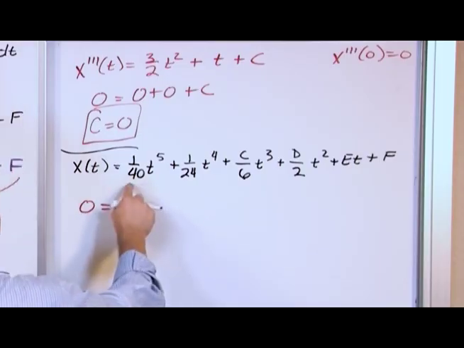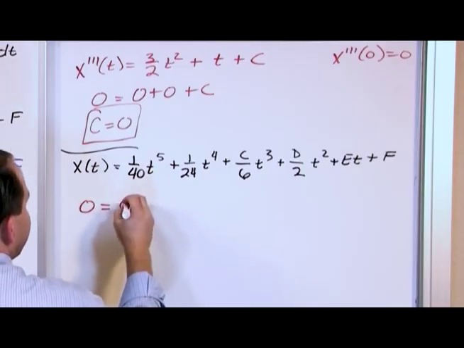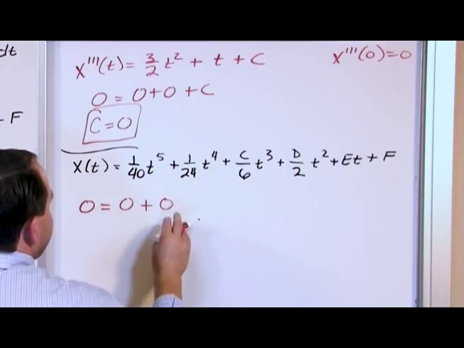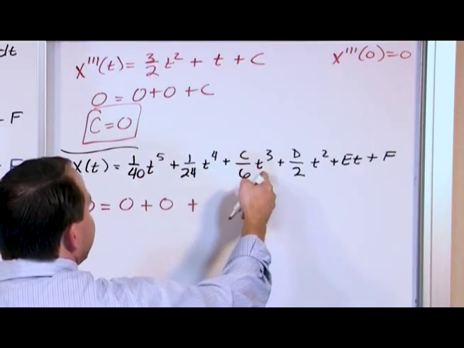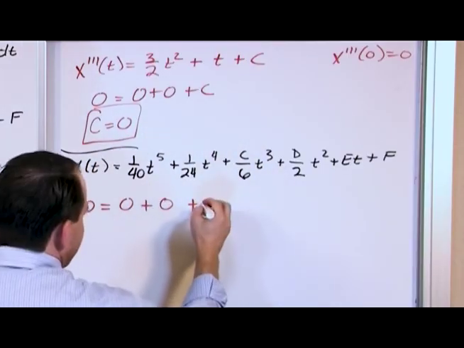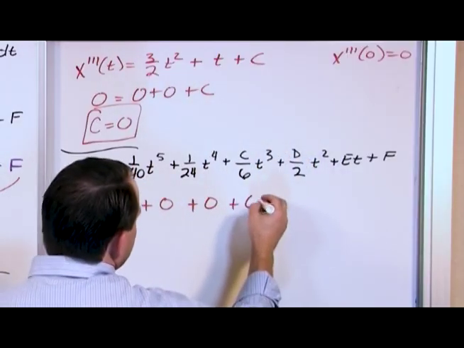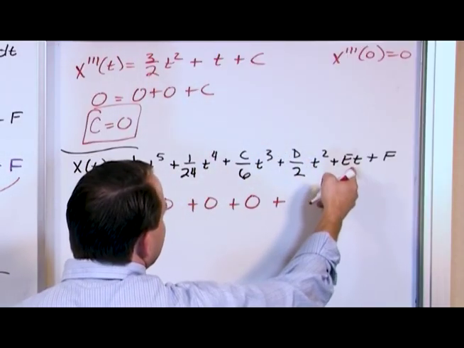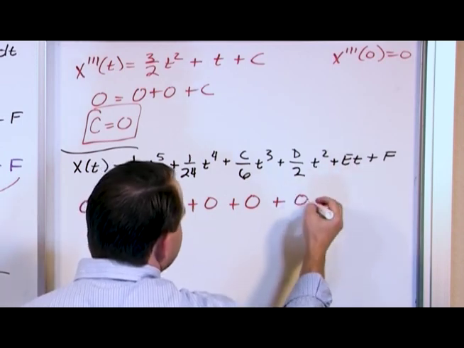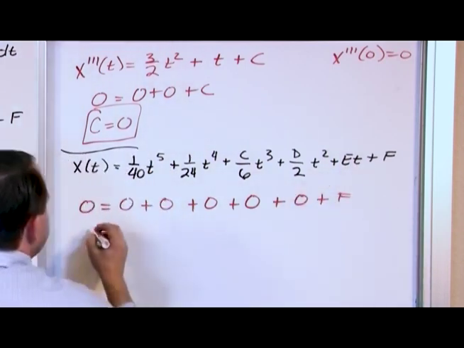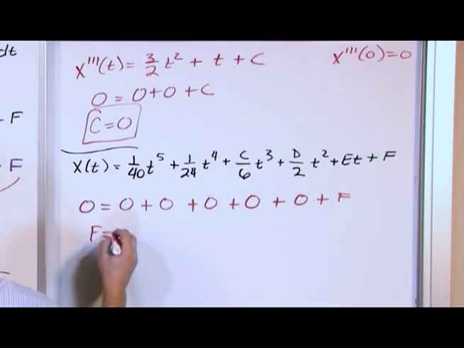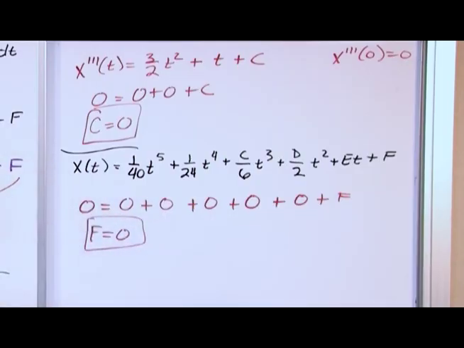T is equal to 0, so you're going to have 0 here. T is equal to 0, so you have 0 here. Here, t is equal to 0, but the constant c is also equal to 0, so you're going to have 0. Here, t is equal to 0, but we found d is equal to 0, so d is 0 there. E is equal to 0 and t is equal to 0, so this is 0 plus f. So in this particular case, all of the constants of integration happen to work out to be equal to 0.